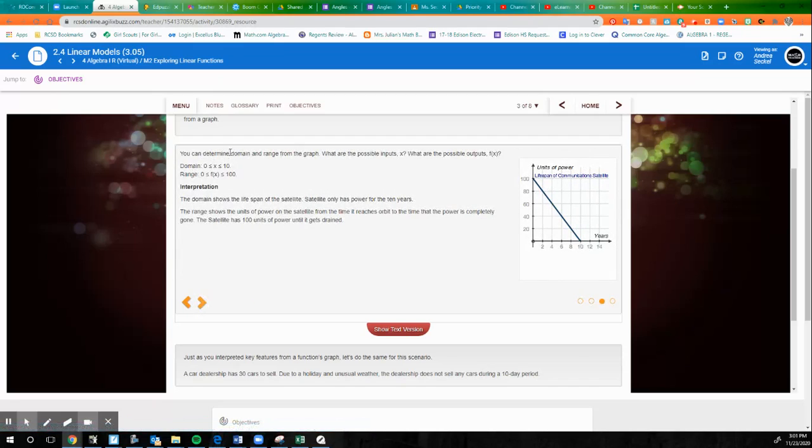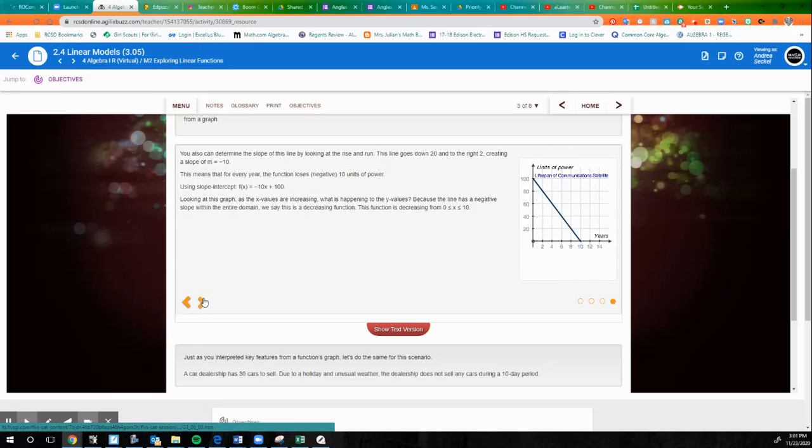Moving on, you keep going and you read through here to talk about the domain. The domain is talking about the x values or the years. So the satellite only has power for 10 years. Just this top part right here. And the range is talking about the y's or the units of power. So the satellite has 100 units of power until it gets drained. That's how you put the range into context.